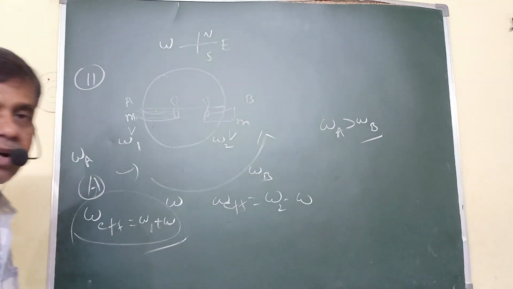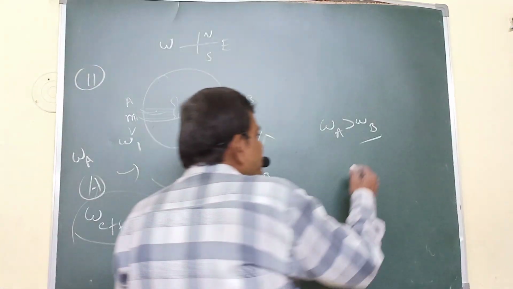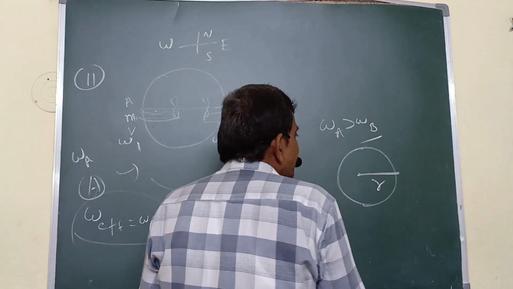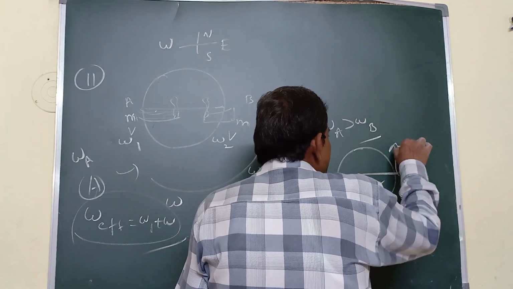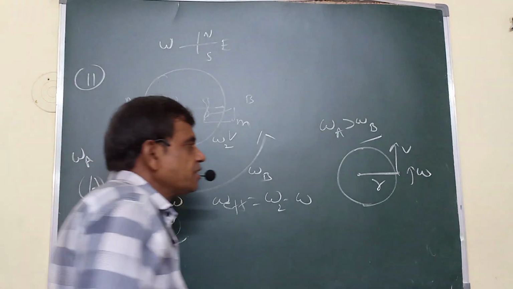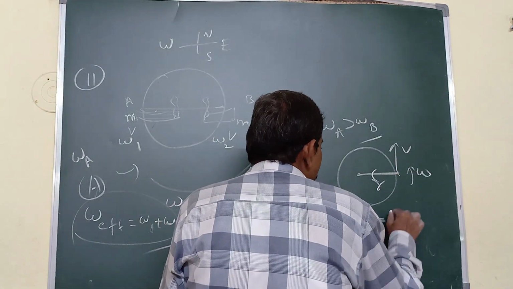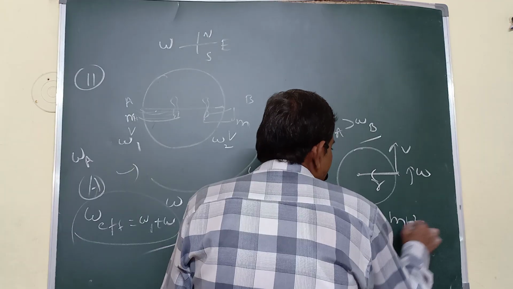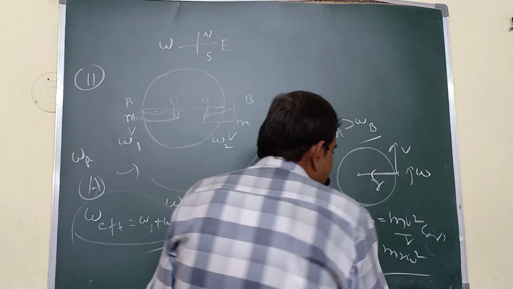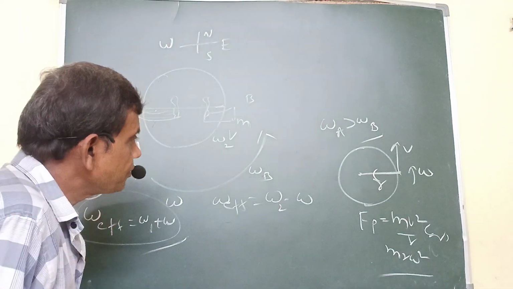So for example, one body is moving along a circular path. What is happening? Two forces are generated. If one body is moving along a circular path with radius r, V is the speed, omega is the angular velocity. Then what is happening? Centripetal force is generated. What is the centripetal force? mv square by r, otherwise m r omega square. That is the centripetal force.